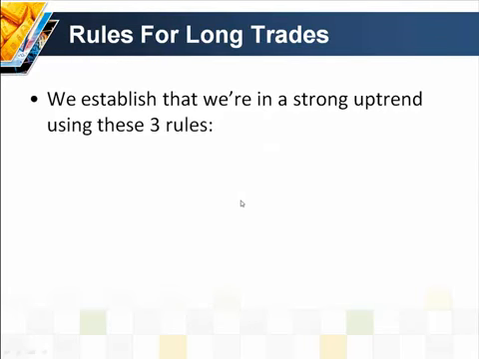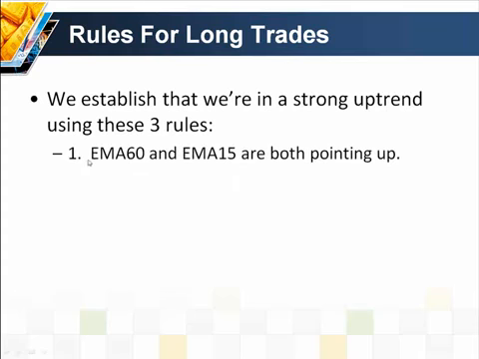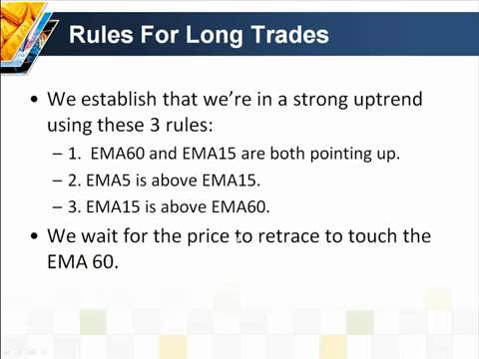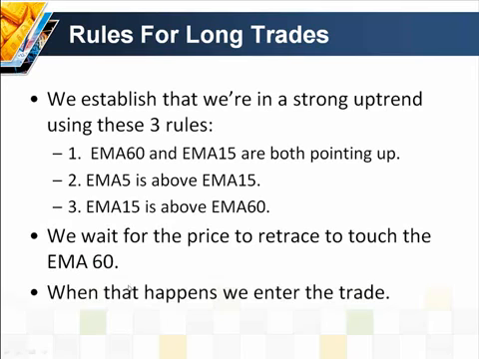So we establish first of all that we're in a strong uptrend using these three rules. The EMA 60 and the EMA 15 are both pointing up. That's the first criteria that must be met. The EMA 5 is above the EMA 15, and the EMA 15 is above the EMA 60. So once those three criteria are met, we determine that we're in a strong uptrend, and at that point we wait for the price to retrace to touch the EMA 60, and when that happens we enter the trade.